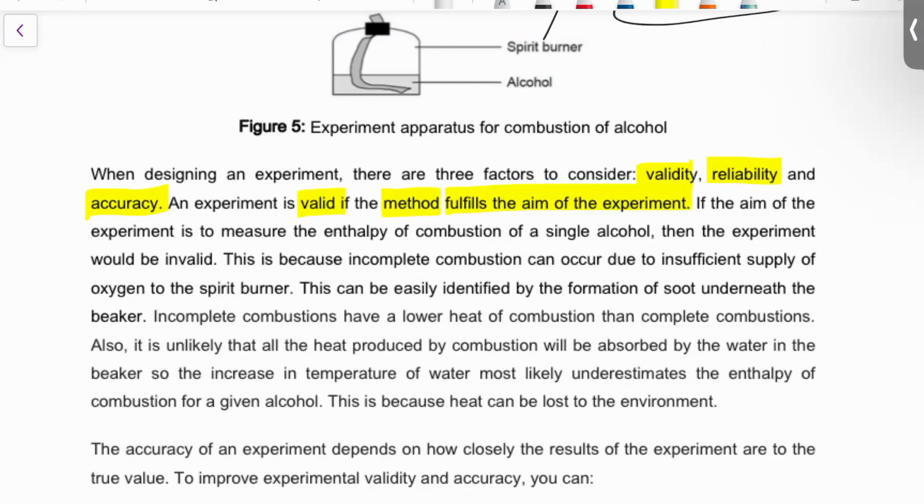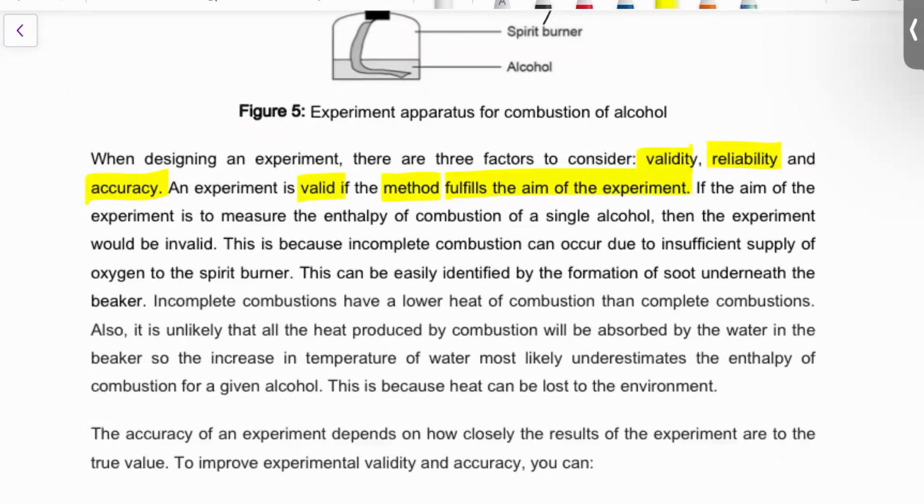Let's say, for example, your aim of your experiment is to measure the enthalpy of combustion for one alcohol. Chances are the method that you're using in your school lab is not going to achieve that. The reason for that is because, by definition, for you to get the correct value, it's the enthalpy of complete combustion, which means whatever alcohol you have, you completely combusted it and you're actually measuring all of the heat that came out of it. That's the only way you get the entire enthalpy.